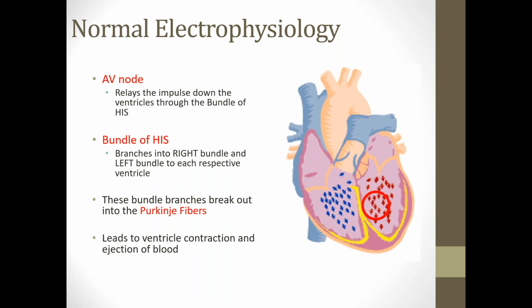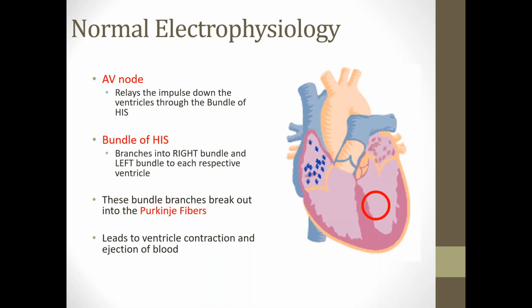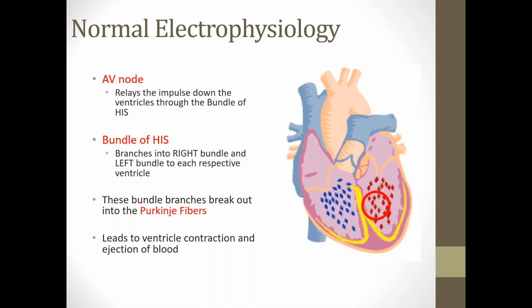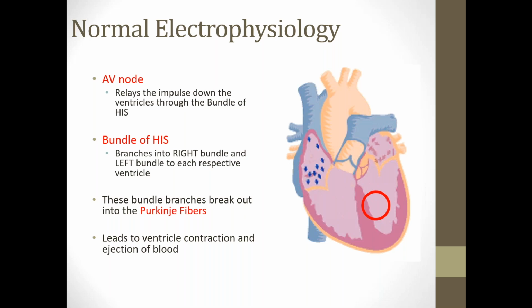And so, again, sorry about the picture. So you have your AV node, which is up here. You have your bundle of His that goes down through here, and the fibers that go out and around the ventricles are called Purkinje fibers, and they help the ventricles then contract.